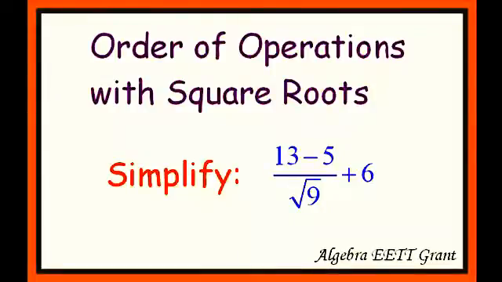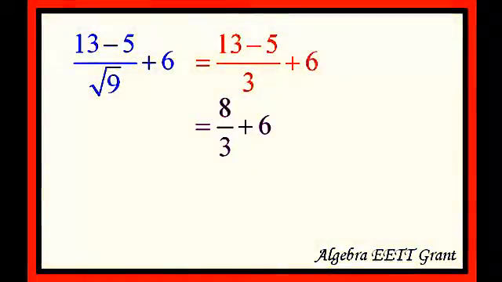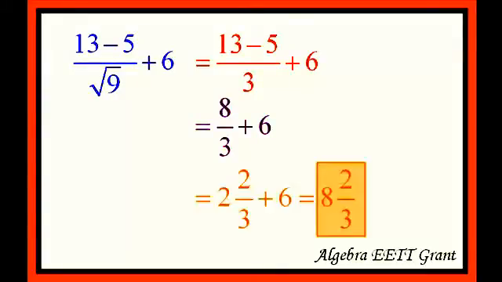We have to deal with the square root first. Luckily for us, the square root of 9 is 3. So we simplify that. Now we have to do the grouping symbol. In this case, it's the division sign. So in other words, anything in the fraction must be simplified before we add 6. 13 minus 5 will give us 8. So we have 8 thirds plus 6. 8 thirds is really a mixed number, so to combine it with a 6, we can rewrite it as 2 and 2 thirds. And 2 and 2 thirds plus 6 will give us an answer of 8 and 2 thirds.